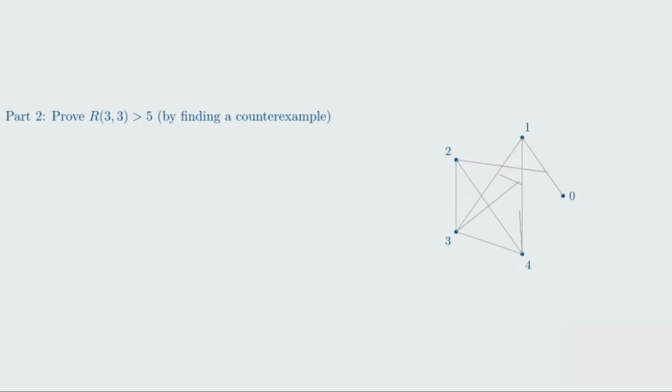These edges are 0-1, 1-2, 2-3, 3-4, and 4-0. This creates a blue 5-cycle. Notice that this coloring does not have any blue triangles. Why? Because you would need 3 consecutive vertices connected by 3 blue edges, but our cycle only connects adjacent vertices.